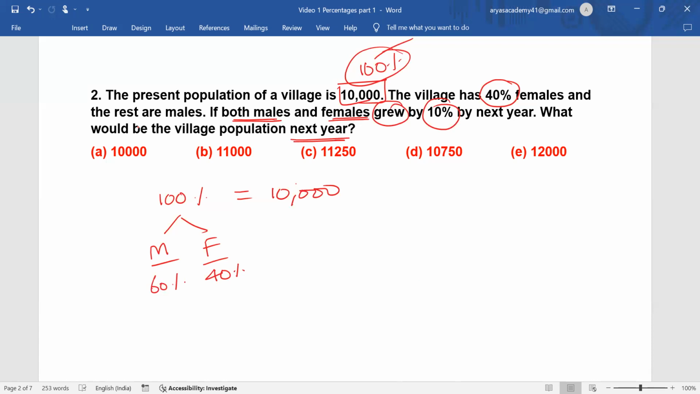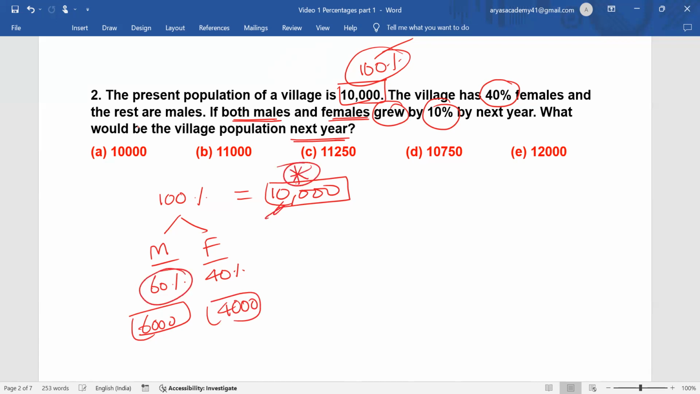That is the question. First of all, you know that the total value is 10,000. So it is very easy to find out the male population is 6,000. You already know how to calculate 60% on 10,000, it becomes 6,000. So 40% on 10,000 is 4,000. This is the total population of the village, of which 60% are males. So 60% of total population 10,000 will be equal to 6,000. Similarly, 40% are females. So 40% of total population of 10,000 will be 4,000.